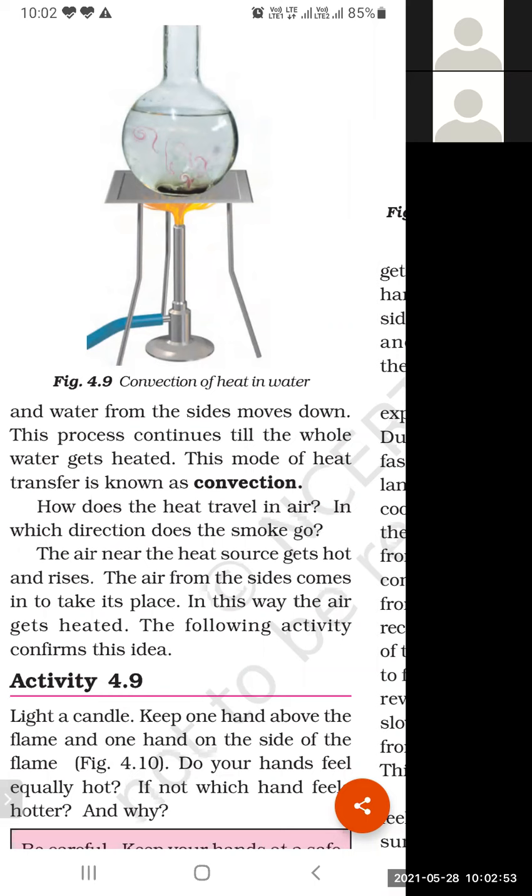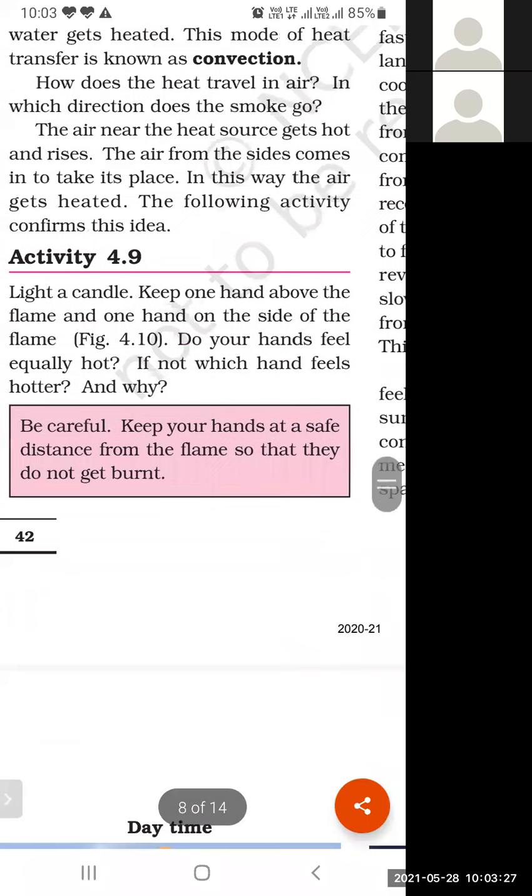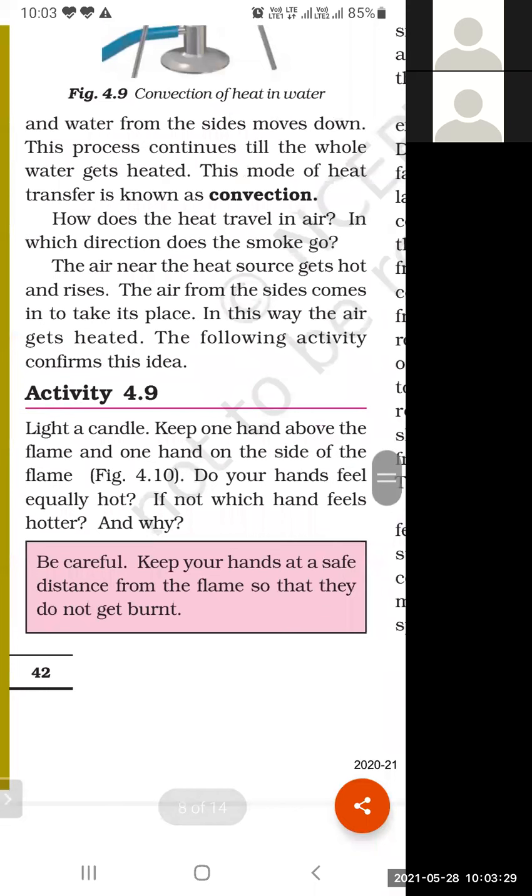The air near the heat source gets hot and rises. The air from the sides, or from the colder region, comes in to take its place. In this way, the air gets heated. The following activity confirms this idea. So to understand the heat transfer in air, we have to perform another activity, which is activity 4.9. So students, let's perform this activity 4.9.